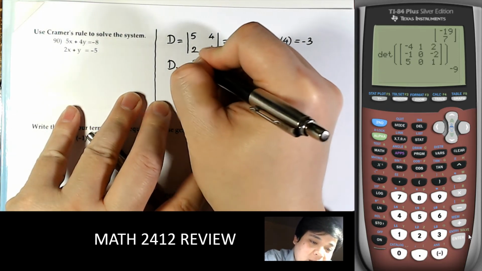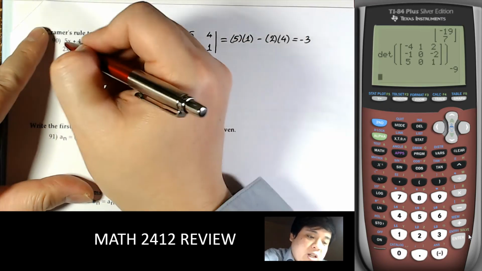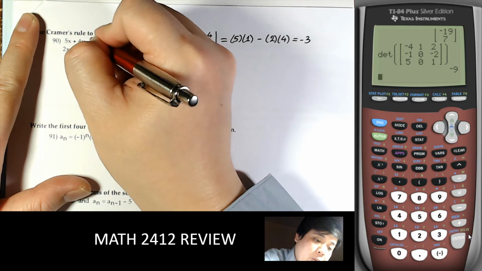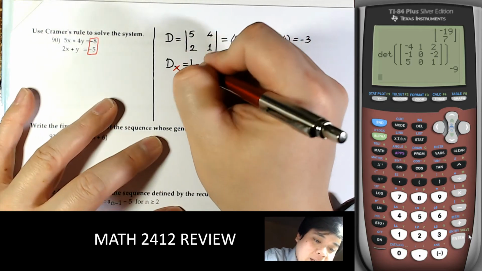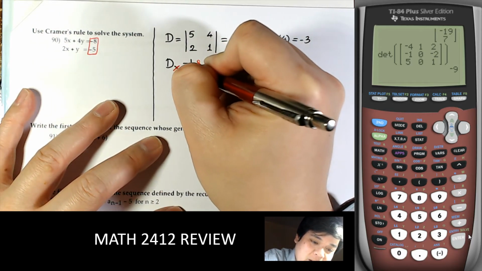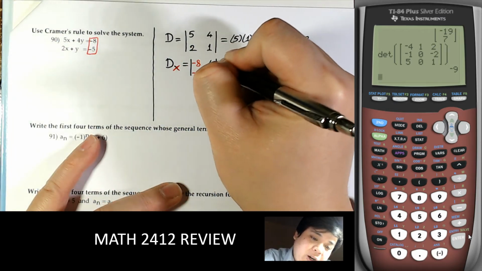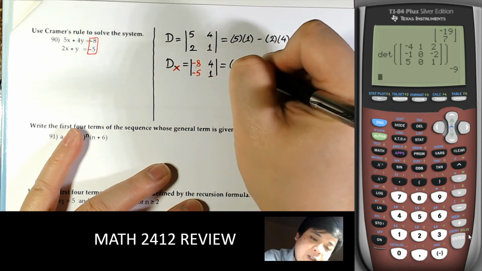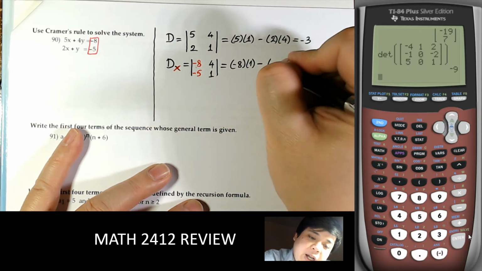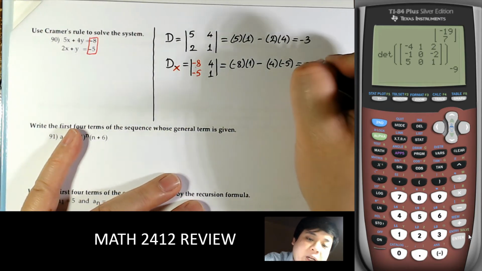Right. For dx, this is going to be similar to this, except instead of 5 and 2, the coefficients of x, we replace the last 2 into the x's column, if you will. So put -8 here and -5 there. Replace the x's column with the column of constants. So put 1 and 4 and 1 still. So -8 times 1, -4 times -5. So that is -8 plus 20. -8 plus 20, that is positive 12.